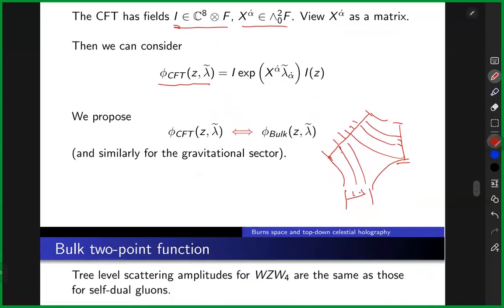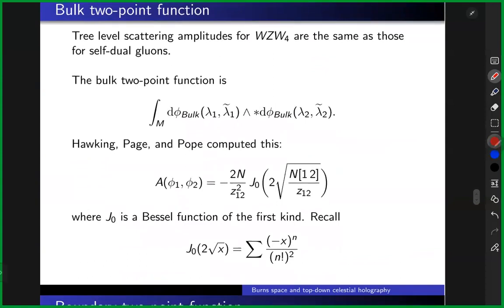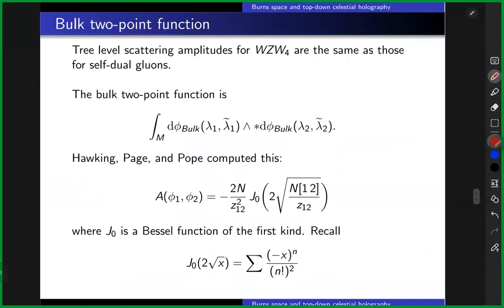Okay, so the first thing we want to do is compute the bulk 2-point function. So this is just the 2-point function of our free scalar in this geometry. And we're going to compute it in the usual way one computes holographic 2-point functions. We stick our state into the integral and compute that integral. Fortunately, this was computed by Hawking, Page, and Pope.